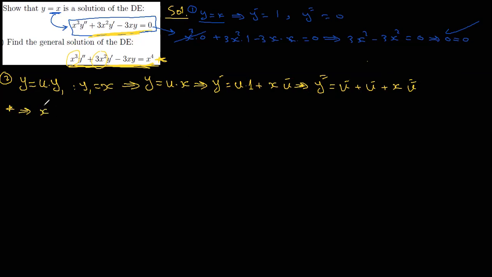Okay, x to the power of 3, multiplied by the y double dash, which is u dash plus u dash, which is 2u dash, plus x u double dash. Plus 3x squared, multiplied by u plus x u dash. Minus 3x times ux. Equal 0. Now we only need to simplify this equation.